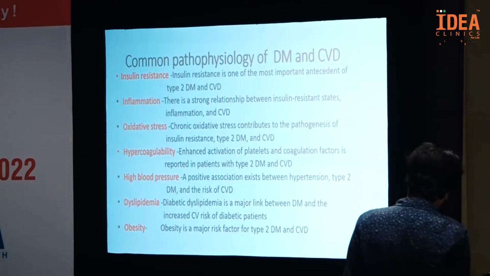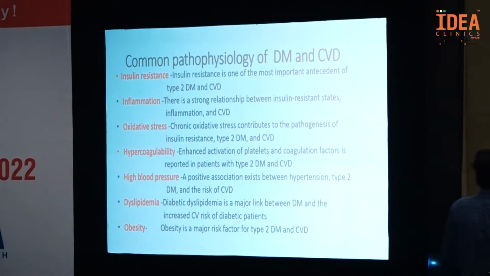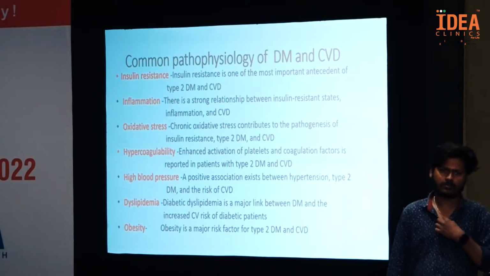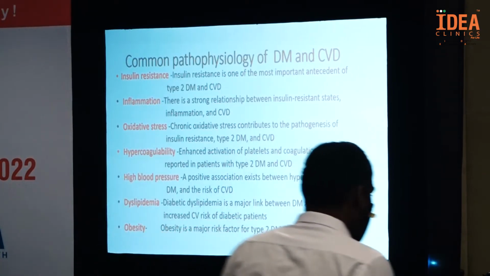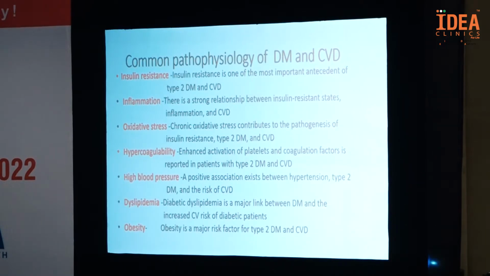If you see platelet reactivity of diabetic patients with CVD, there is hypercoagulability and hyperaggregation of the platelets even before development of occult cardiovascular disease, the prompt cardiovascular disease. And other important shared risk factors among these patients are high blood pressure, dyslipidemia and obesity.